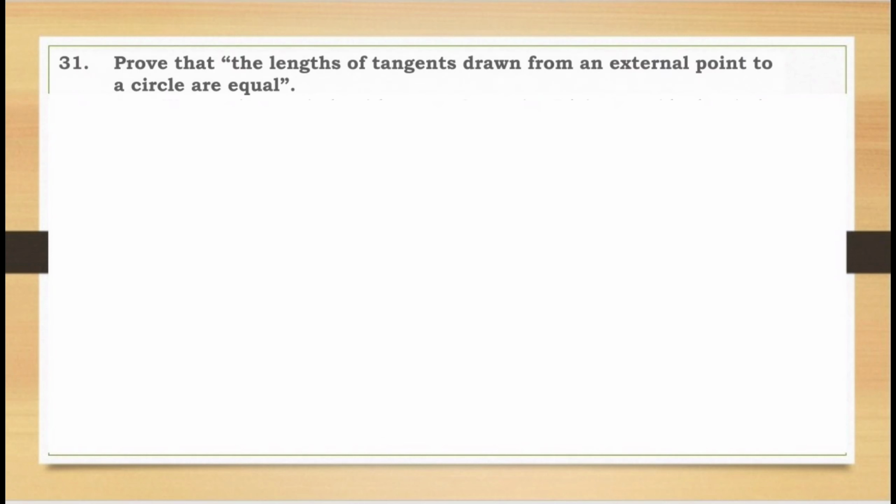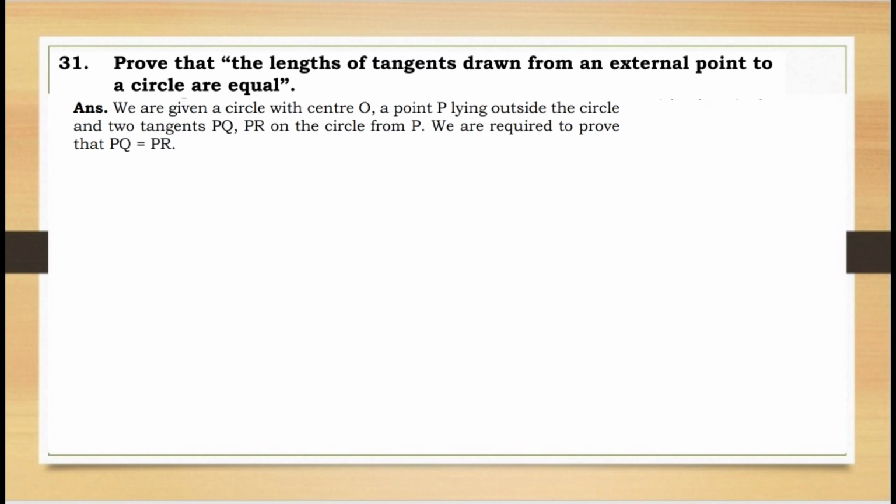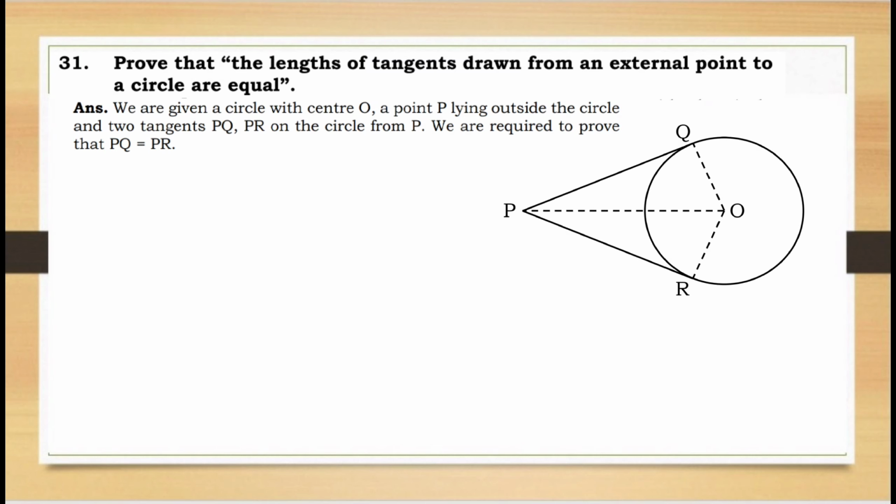31st question is, prove that the lengths of the tangents drawn from an external point to a circle are equal. Let us consider a circle whose center is at O. Now consider the point P outside the circle. Locate the 2 points R and Q on the circle as shown in figure. After that, join the point O with P, Q and R.